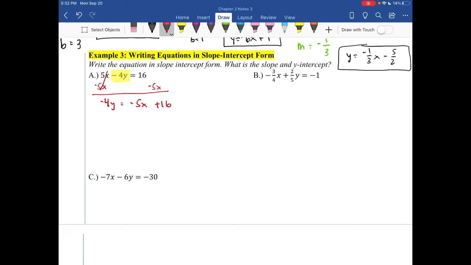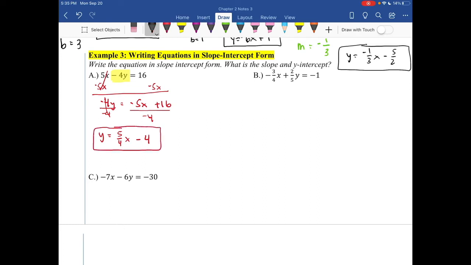Now, we want to get y all by itself, so we need to divide both sides of the equation by -4. And we'll be left with y = 5/4 x - 4. Now remember, whenever you are dividing by some number, it applies to every single item above it. So the -5 is divided by -4, and the 16 is divided by -4.